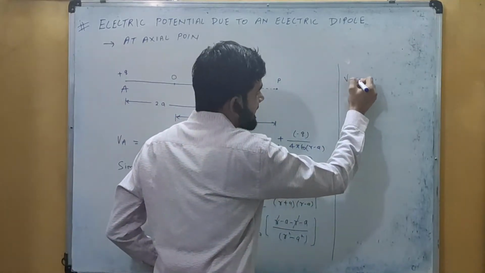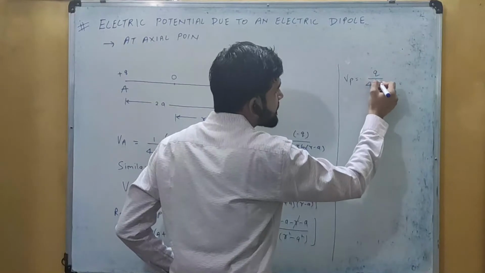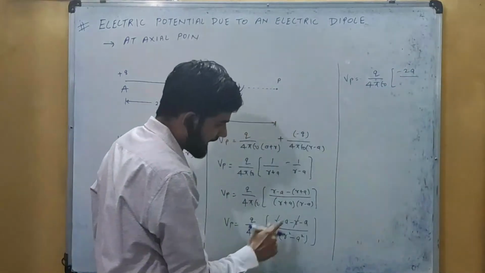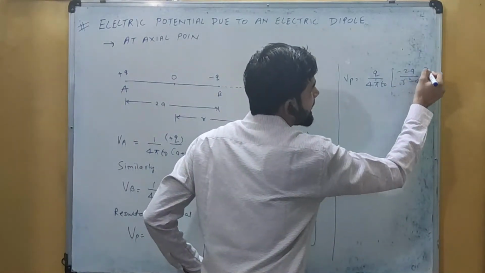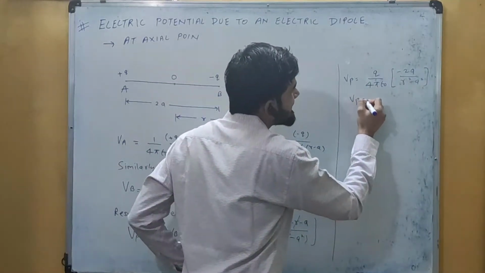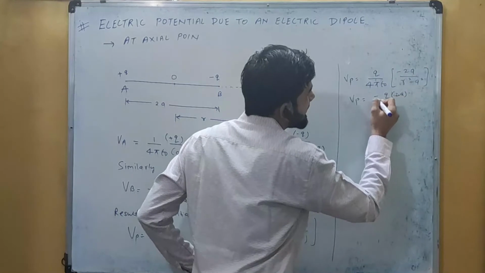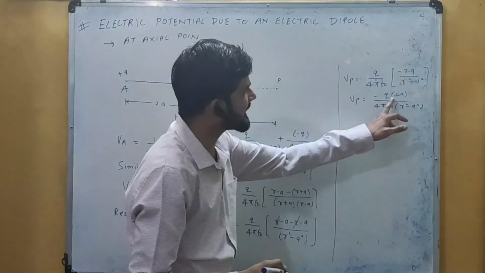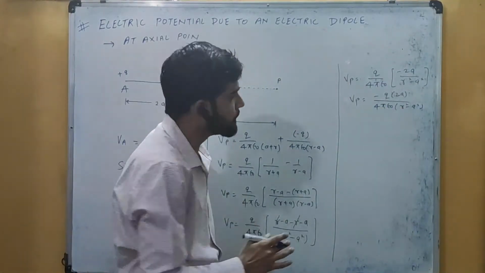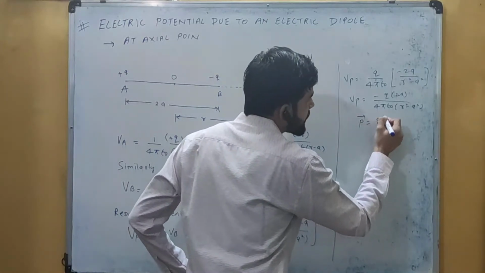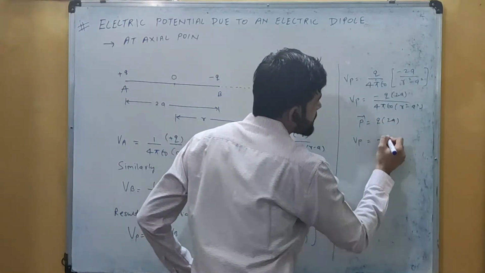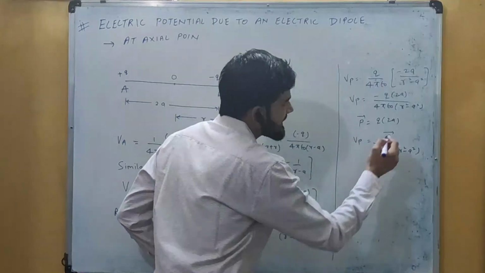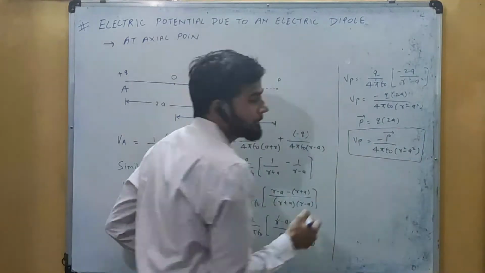So I can write this VP is equals to q by 4 pi epsilon naught, here in bracket minus 2a divided by r square minus a square. Okay, so here this VP is equals to minus q into 2a divided by 4 pi epsilon naught (r square minus a square). Now this q into 2a, that is electric dipole moment. So I can write electric dipole moment P is equals to q into 2a. So VP is equals to minus P by 4 pi epsilon naught (r square minus a square). This is the electric potential at point P.